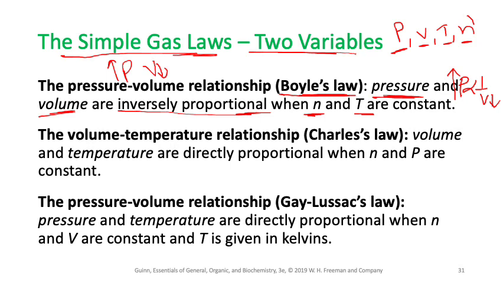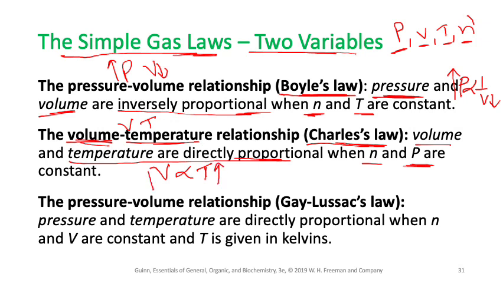The second one we're going to talk about is Charles's law. Charles's law tells you the relationship between volume and temperature. So if we're talking about volume and temperature, then pressure and number of moles have to remain constant. This law says volume and temperature are directly proportional, meaning if one thing goes up, another thing goes up. They are directly related, right? And vice versa. One thing goes down, another thing should go down.